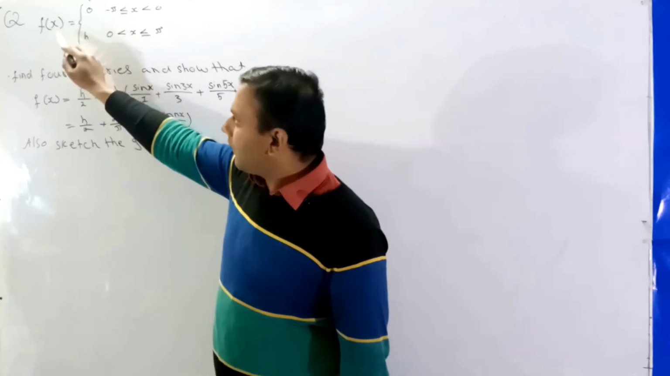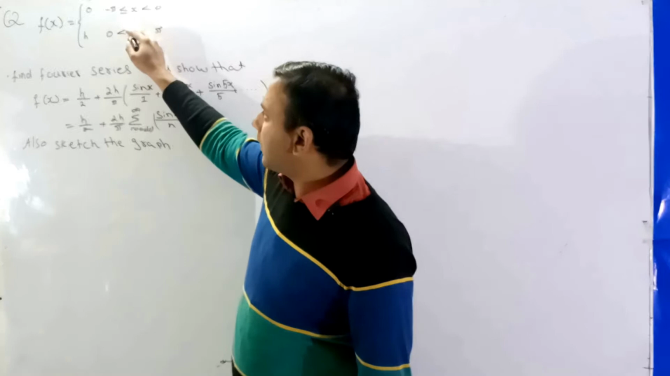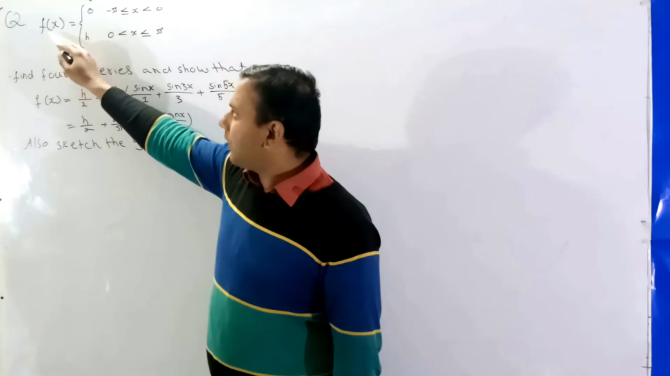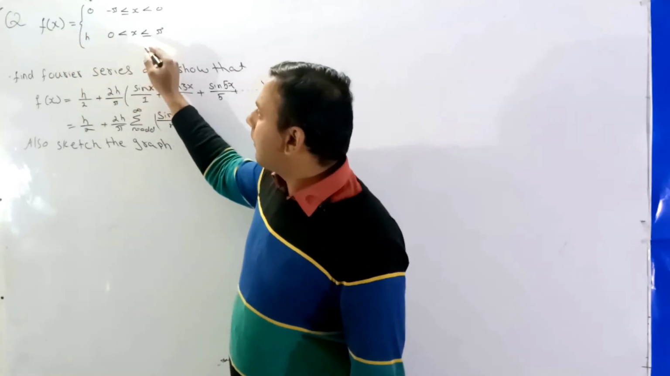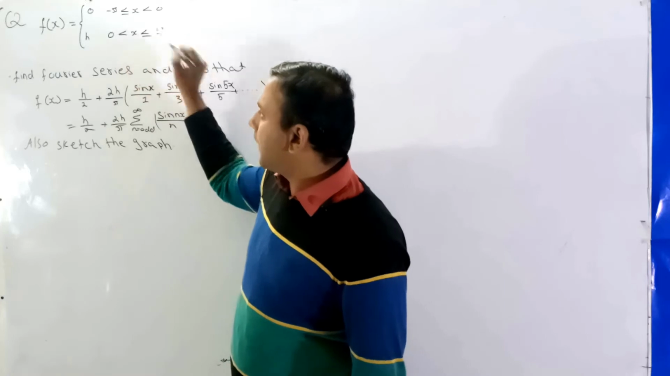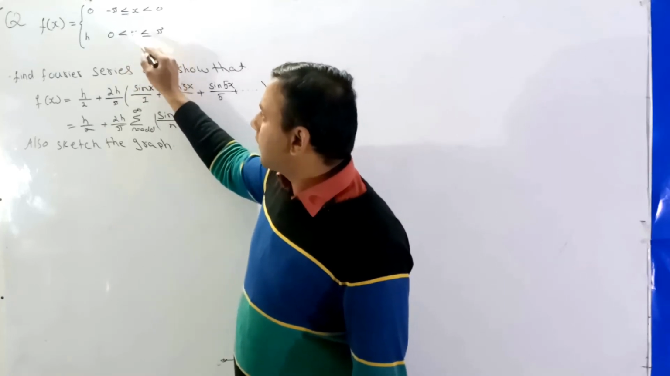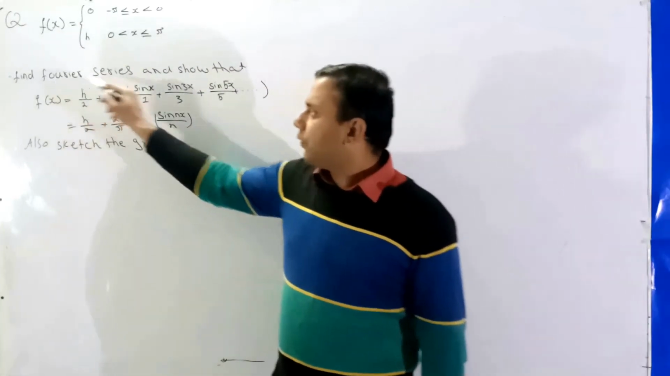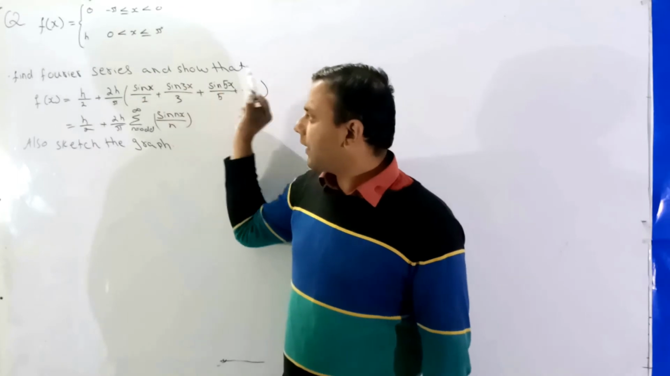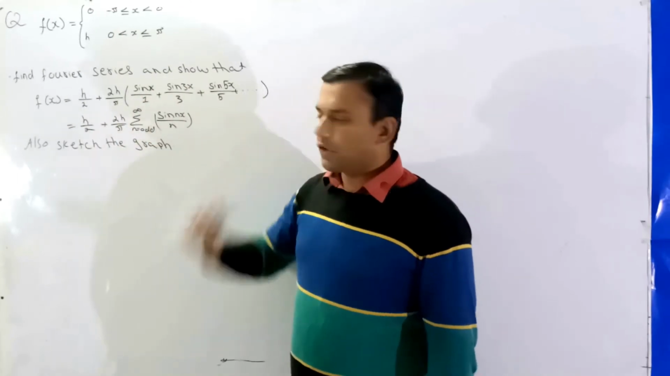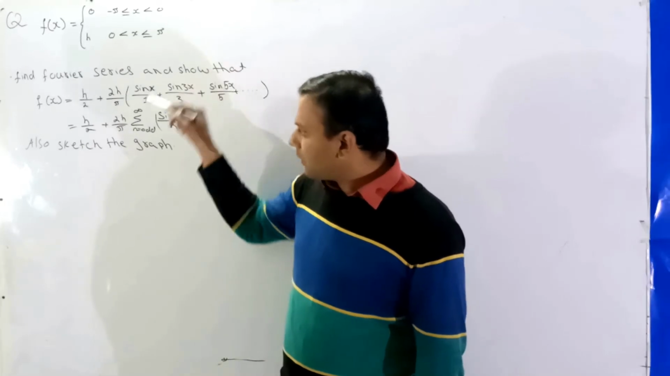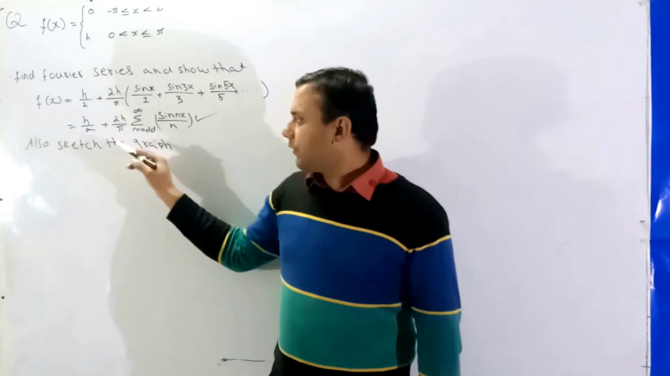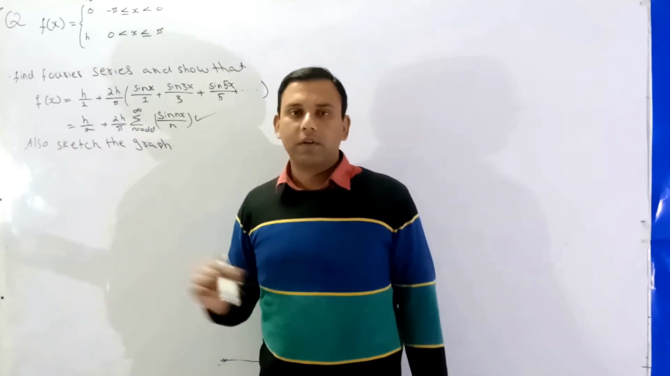It means that f of x is equal to 0 when x is greater than or equal to minus pi and x is less than 0. And the value of f of x is equal to h when the value of x is between 0 to pi, that is x greater than 0 and less than or equal to pi. We have to find the Fourier series for this function and show that f of x is equal to this expression, and this expression can also be written in this form. And at the end we have to plot the sketch of this function. We have to plot the graph.